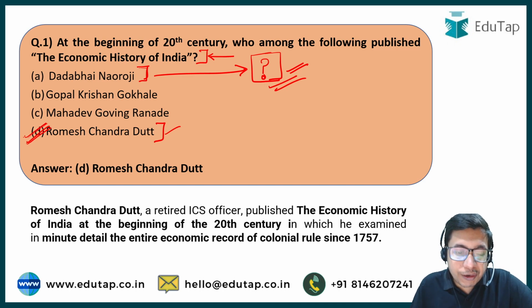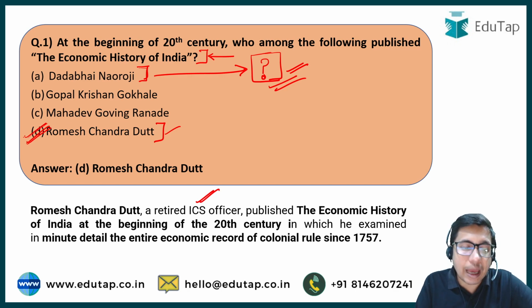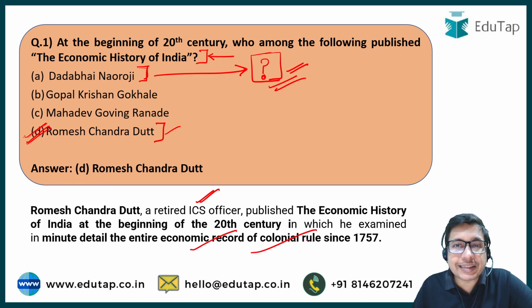Okay, so Romesh Chandra Dutt is a retired ICS officer, Indian Civil Service, and he published the Economic History of India at the beginning of the 20th century, in which he examined in minute detail the entire economic record of colonial rule since 1757, since the Battle of Plassey. How the British systematically troubled the Indian economy and impoverished the Indian masses is very minutely explained in this particular book.